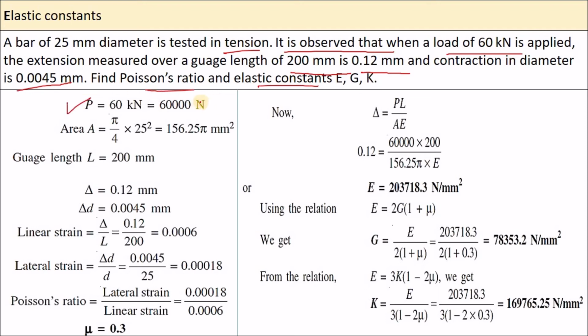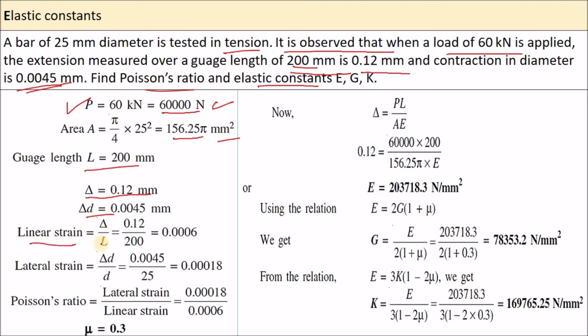Load value is given as P equal to 60 kN, so 60,000 Newton. Area we can find from the diameter: pi by 4 d square. Area equals pi by 4 times 25 square, equal to 156.25 pi mm square. Length is given as 200. Change in length is given as delta equal to 0.12. Change in diameter is given as 0.0045. Okay, all are given data.